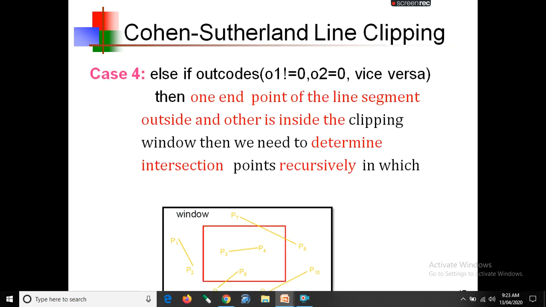In case 4, we discussed that one of the endpoints lies inside the clipping window and the other endpoint lies outside the clipping window. In this case, we need to determine only one intersection point using the intersection point calculation formula. And whichever part of the object lies inside the clipping window, from that intersection point to the point that lies inside the clipping window, we need to display only that part of the object on the screen of the monitor. So this is the working principle of the Cohen-Sutherland line clipping algorithm.